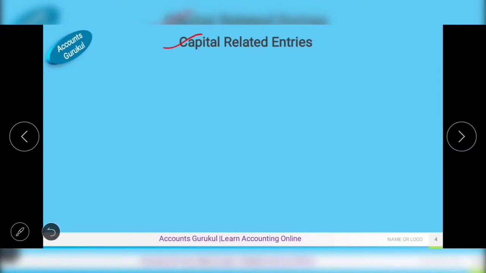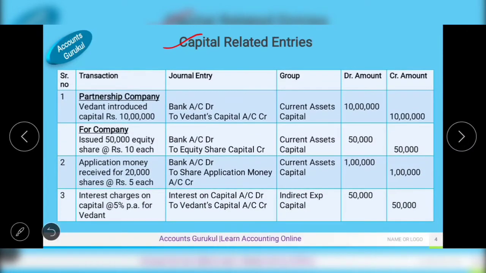So capital se related jo transactions hai, wo how it's going to be and what is the nature of transactions, and how we have to do the debit and credit for those transactions, that we are going to discuss from here. So now first one is transactions. Second, what will be the journal entry for that? Third, what is the group, either it's assets or capital? And the fourth, what is the debit amount and what is the credit amount?